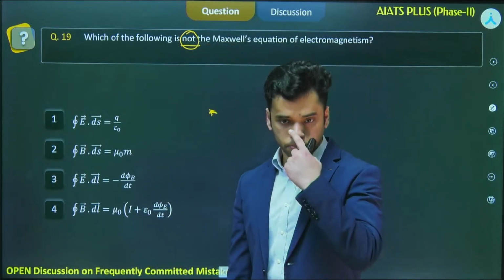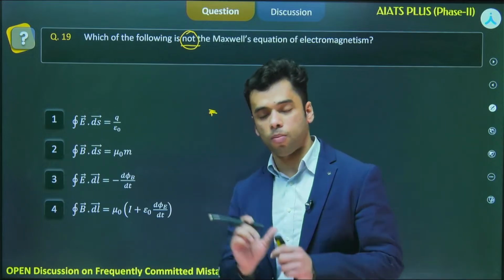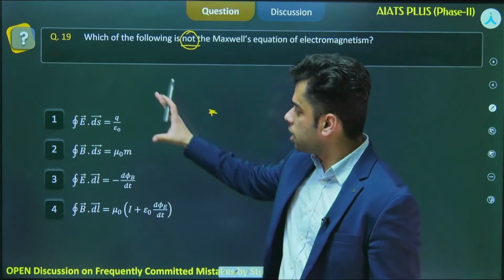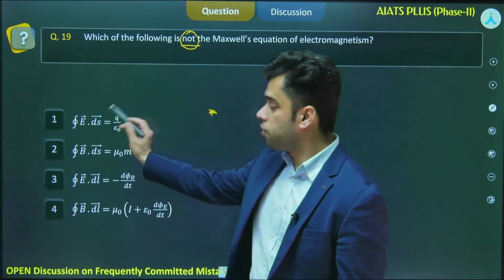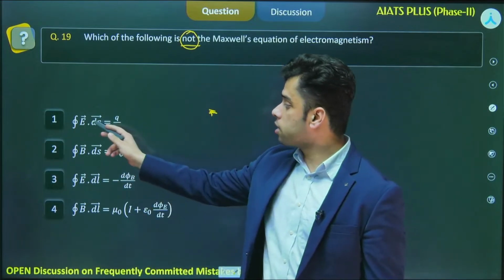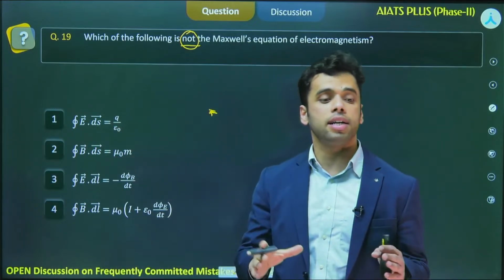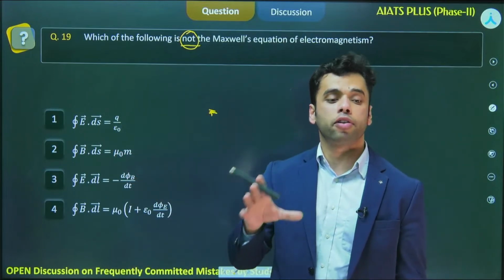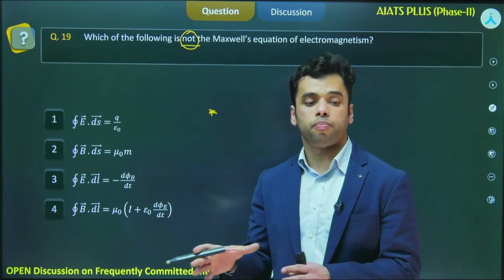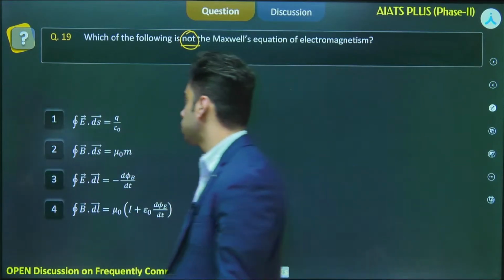I'll put this in a little bit tougher problem, because students tend to get confused among all these equations. So let me solve this for you. The first equation is E dot ds. What is E dot ds? It is electric flux, and the net electric flux through a closed surface is equal to q by epsilon naught. What is this? This is Gauss's law.